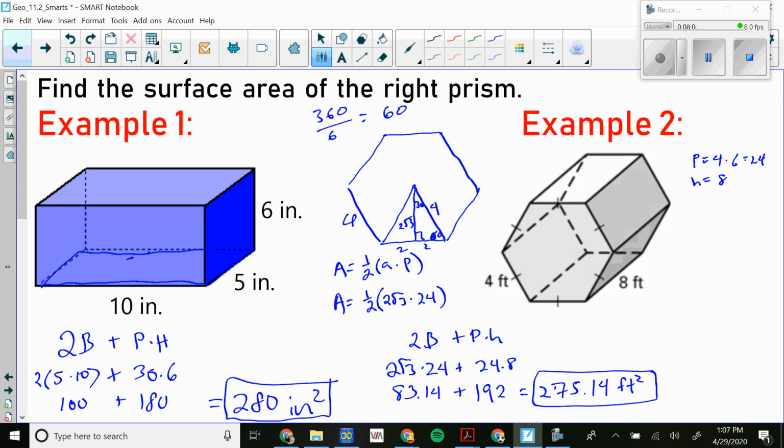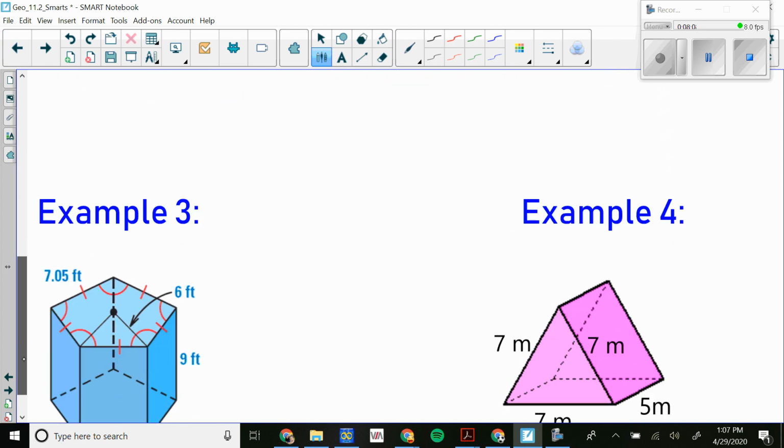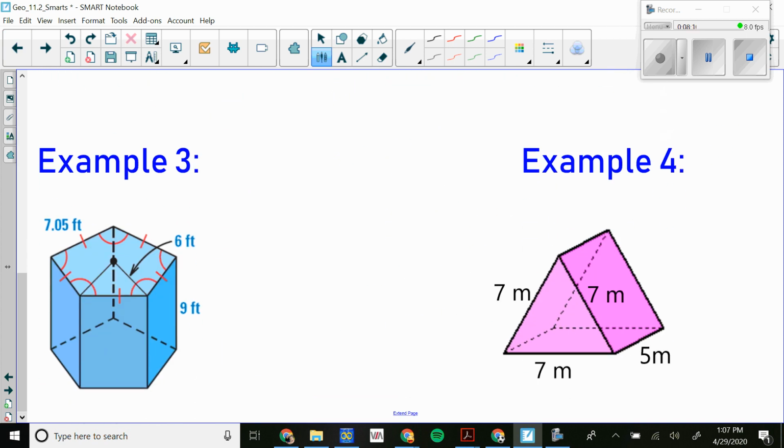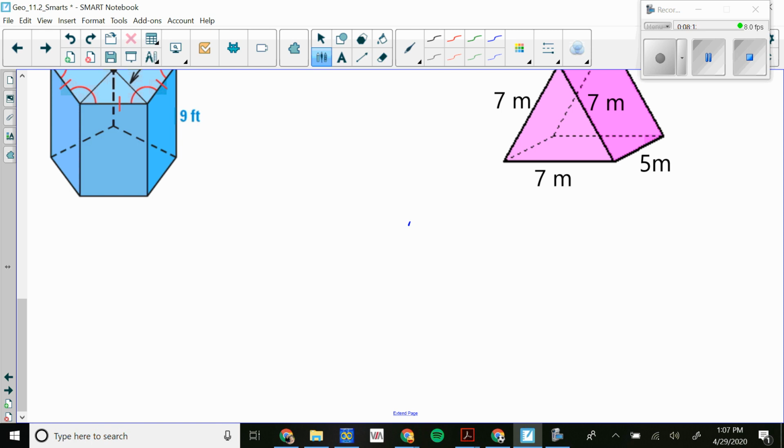Oops, I think I skipped a couple. Let me scroll down. There they are. We'll extend that a little bit.